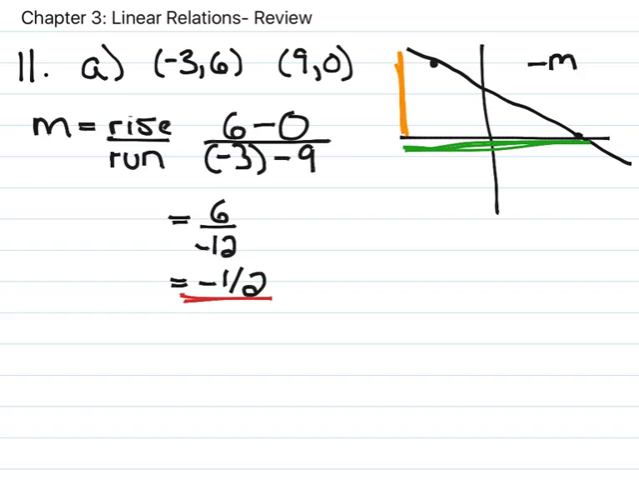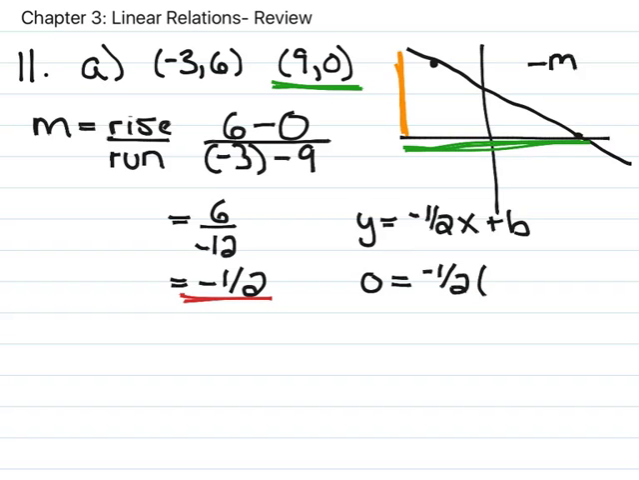So you have the start of your equation, which is y is equal to your slope, -1/2 x plus b. So I'm going to plug it in using the second point given, just because there's a 0, which generally makes things a little bit simpler. So 0 is equal to -1/2 times 9 plus b. So you end up with 0 is equal to -4.5 plus b.